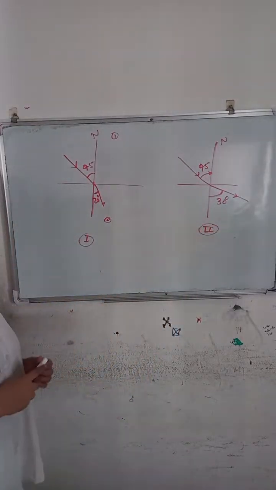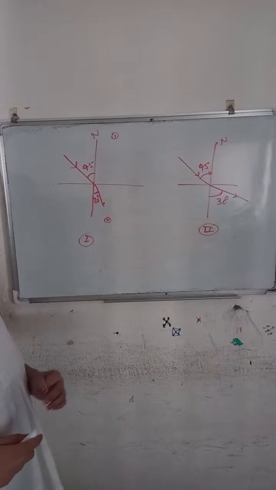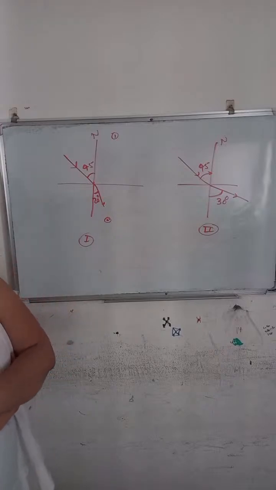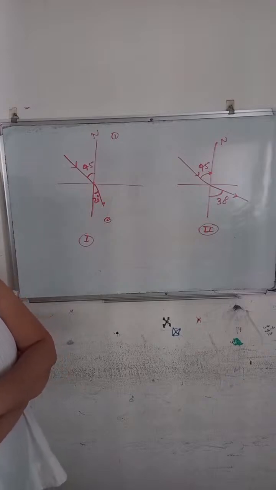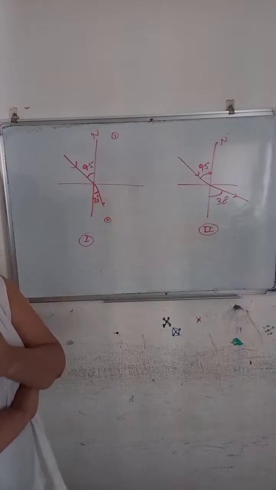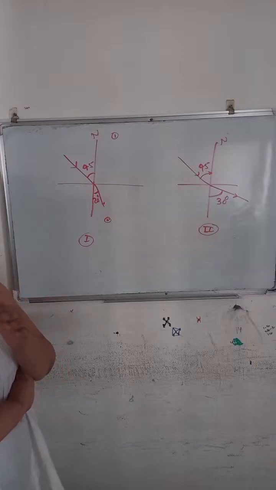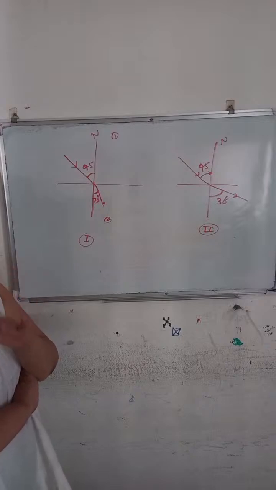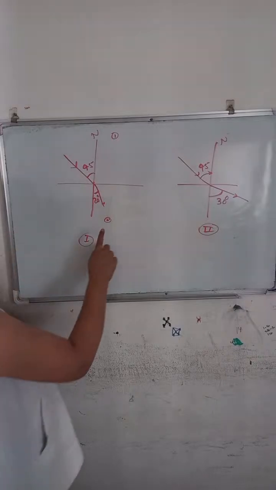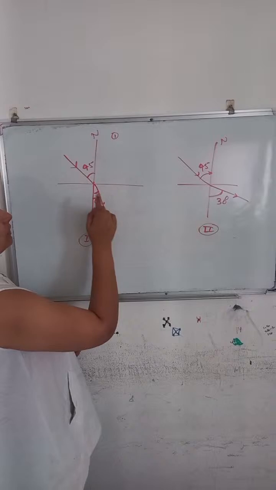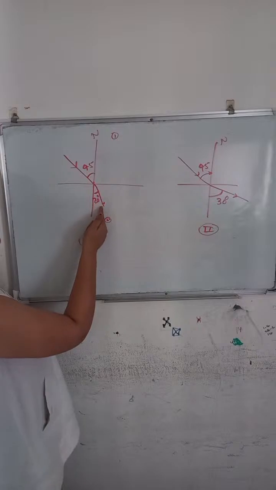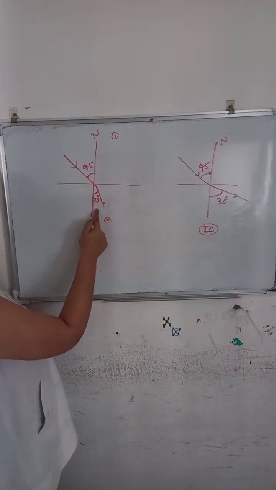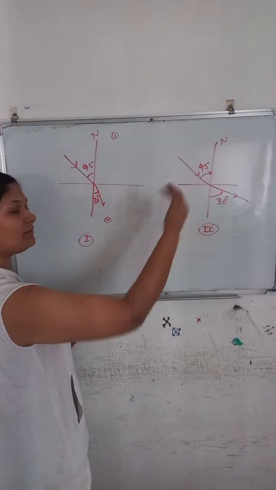They are asking which medium is optically denser. So we know that whenever a ray of light travels from air to a denser medium, it always bends towards the normal, and whenever the ray of light travels from a denser medium to air, it bends away from the normal. If you observe these two diagrams, the angle of incidence remains the same, but here the deviation is towards the normal, and here the deviation is away from the normal.